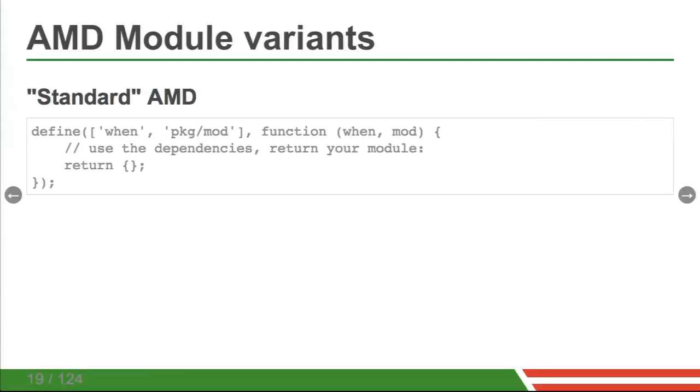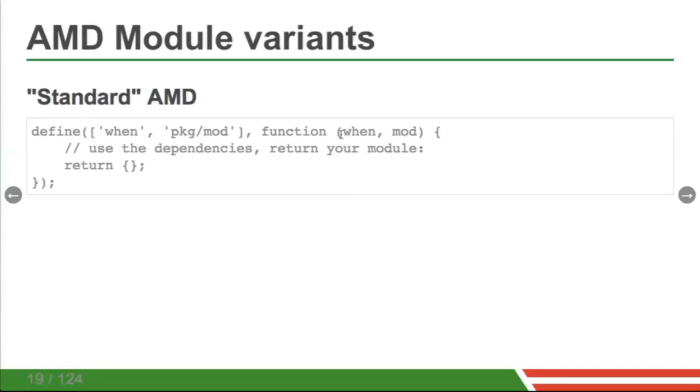So this is the standard AMD, and this is the first version that came out before it was even called AMD. Here's an example where we want to grab this module named when, and another module that looks like it's part of a package called package/mod. And as you can see, both of those are mapped over to parameters to the factory function.